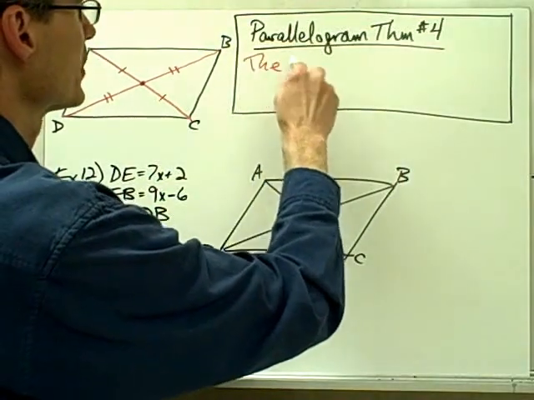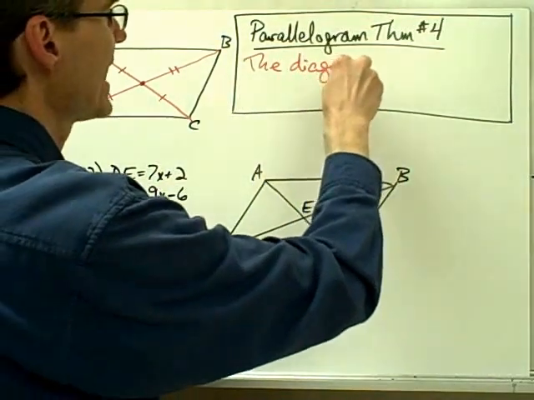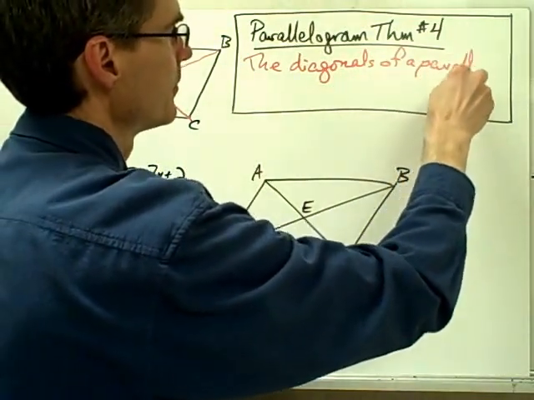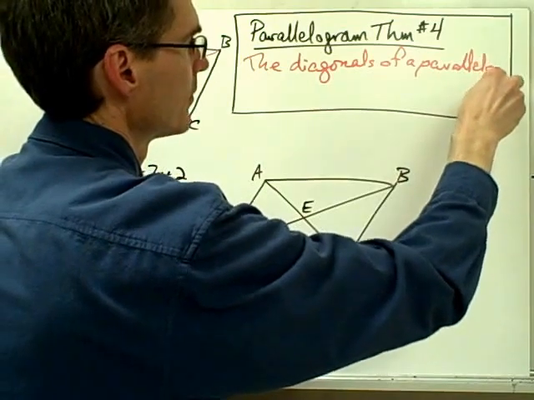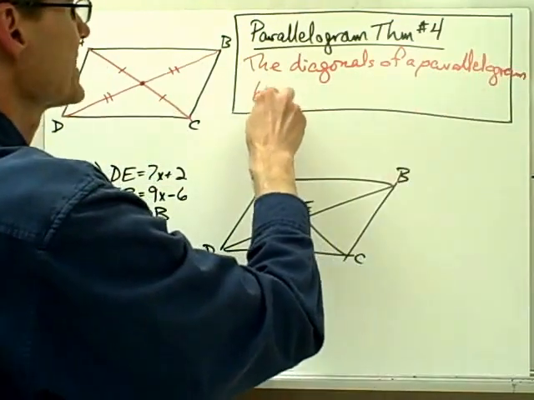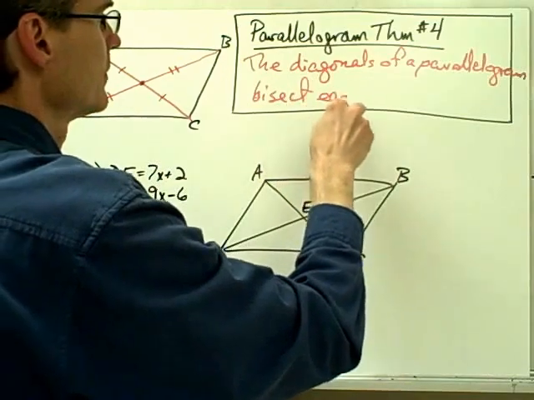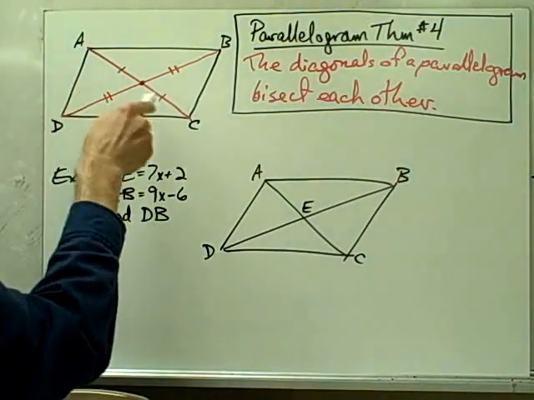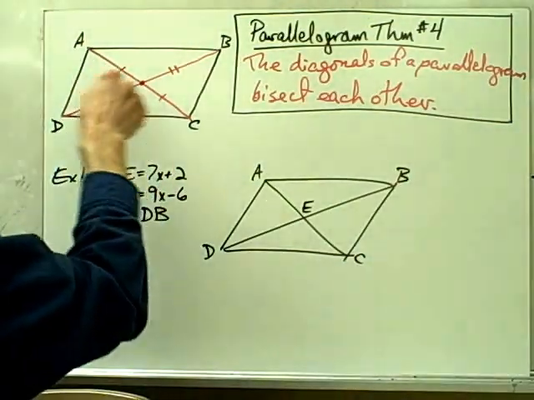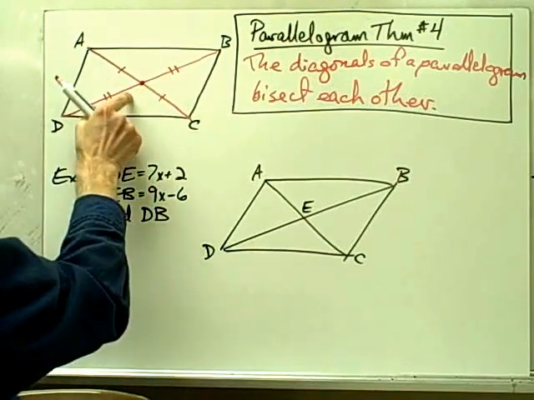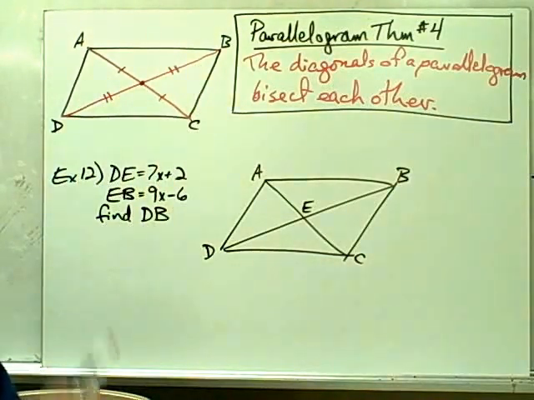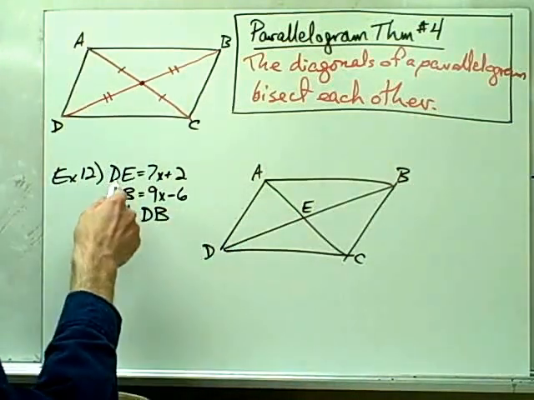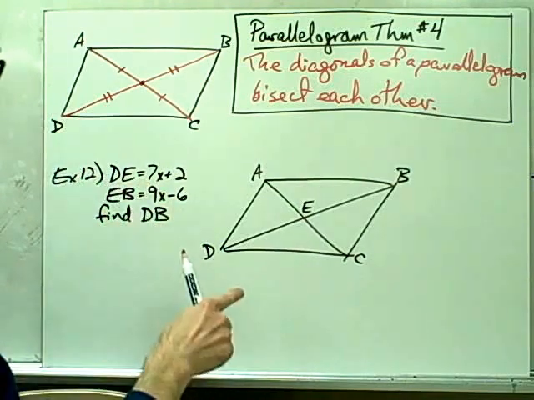So, parallelogram theorem number 4, the diagonals of a parallelogram bisect each other. So I know that for any parallelogram, the diagonals are always going to bisect each other. That is, this half of a diagonal is always going to be equal to that half. So I can now solve problems like, for example, number 12. So let's see. Segment DE equals 7x plus 2.